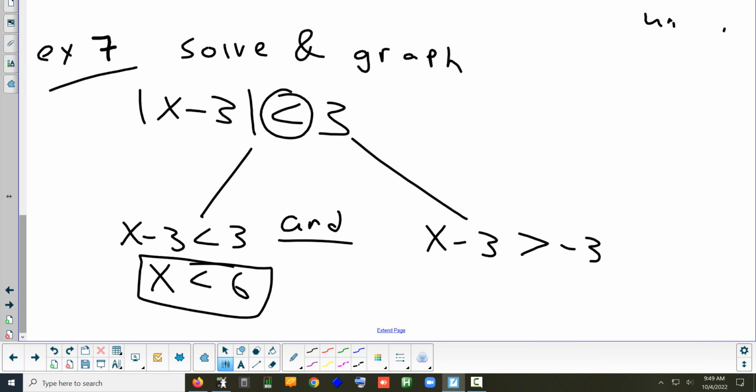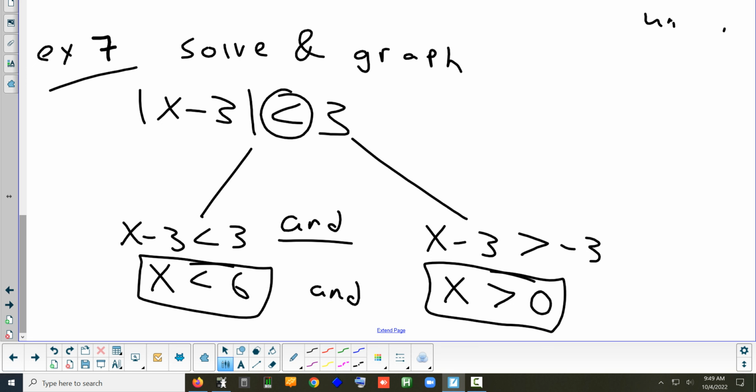So we get x is less than 6 and x is greater than 0. So that effectively means to pick a number between 0 and 6. Not including 0, not including 6. So absolute value inequality, you do have to solve 2 of them, but they're usually very simple. They don't have distributive property or anything like that usually.